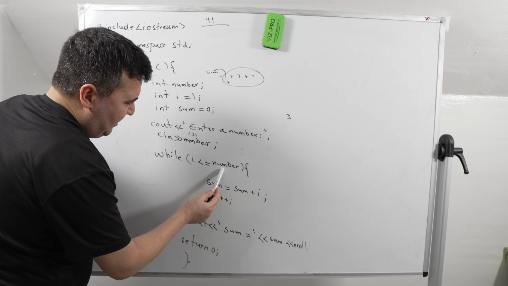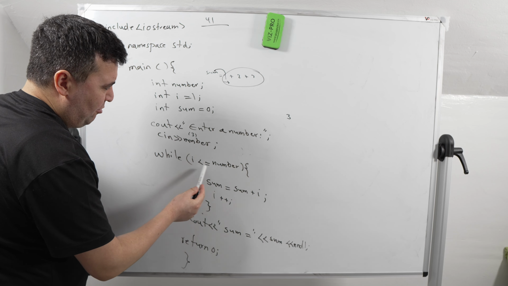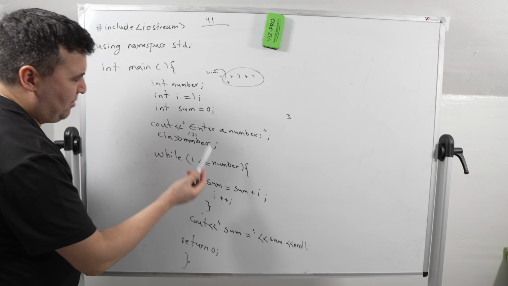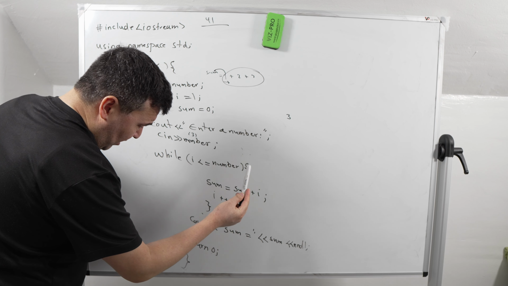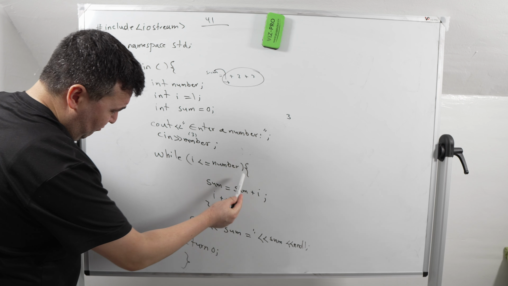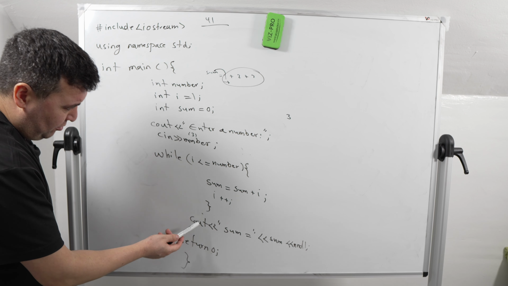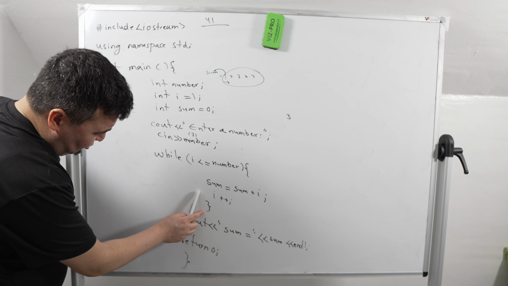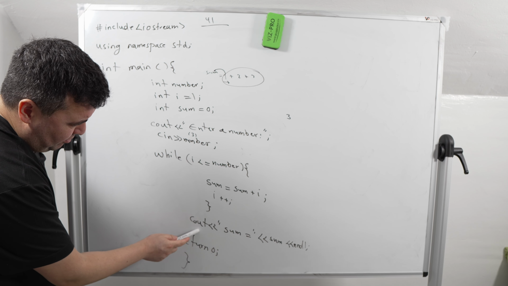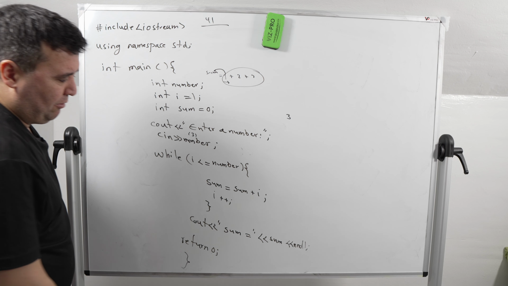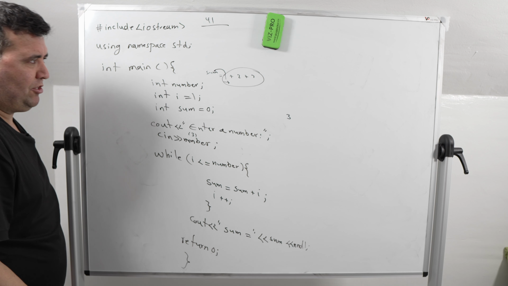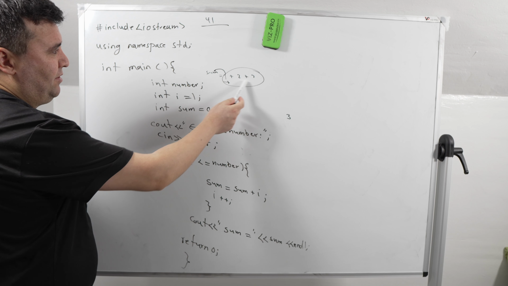Is 4 less than or equal to number 3? No, the condition becomes false. Once the condition becomes false, the block of the while loop will not be executed. So the control of the program goes after the while loop, which is cout sum is equal to sum, and we print out the content of the sum variable, which is the total of these numbers.